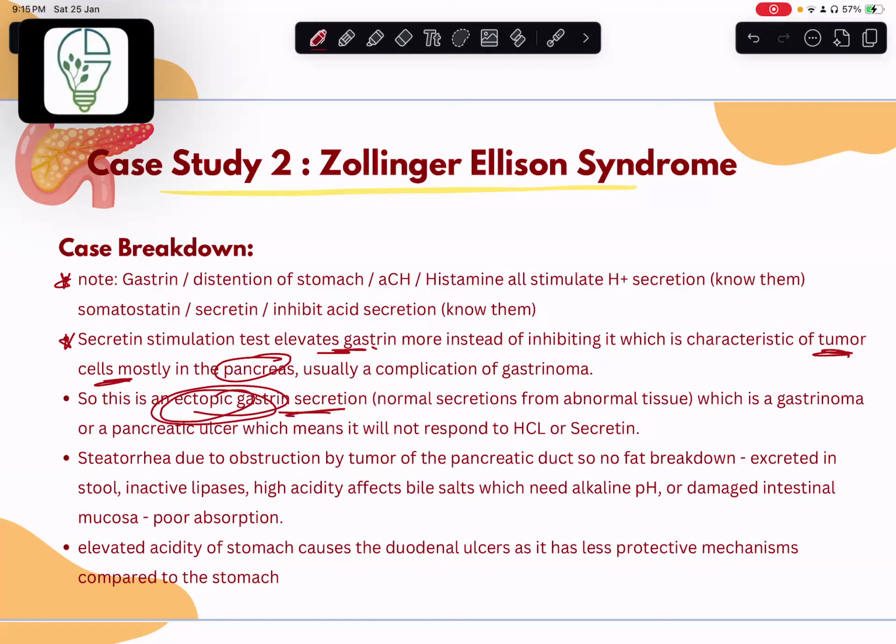And steatorrhea. Steatorrhea could be caused by multiple causes. First of all, if the tumor is obstructing the pancreatic duct, not allowing the secretions to reach, the fats get excreted in stool. Second, inactive or deficient enzymes, maybe inactive lipases, so the enzymes cannot break down fats, or high acidity causing malfunction of bile acids, which cannot bind to fats, so the lipases cannot break them down. That's three.